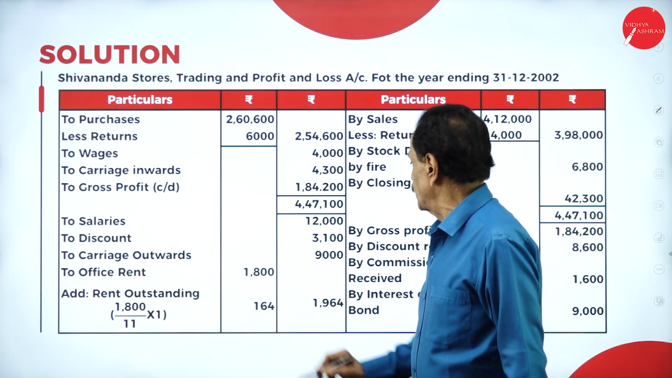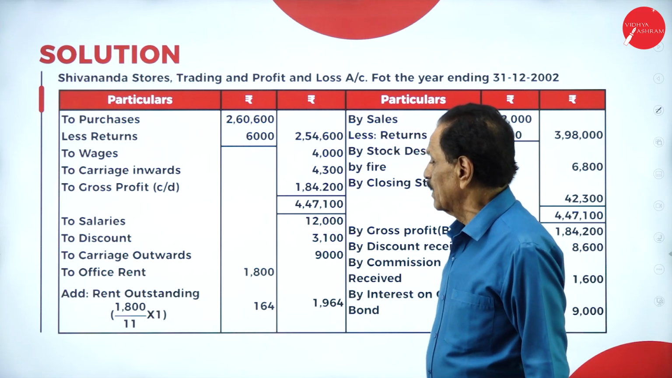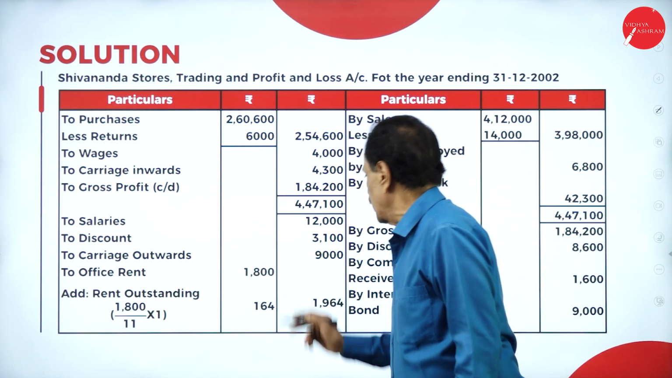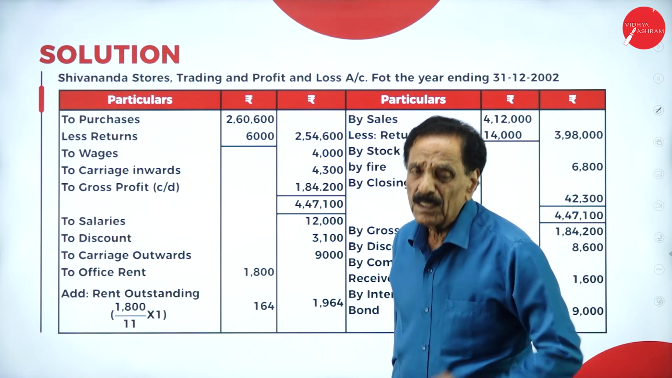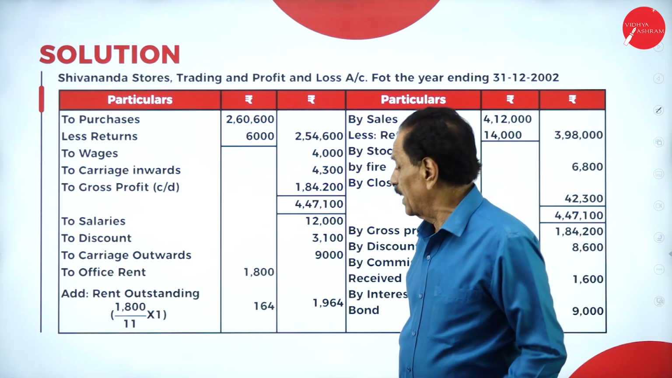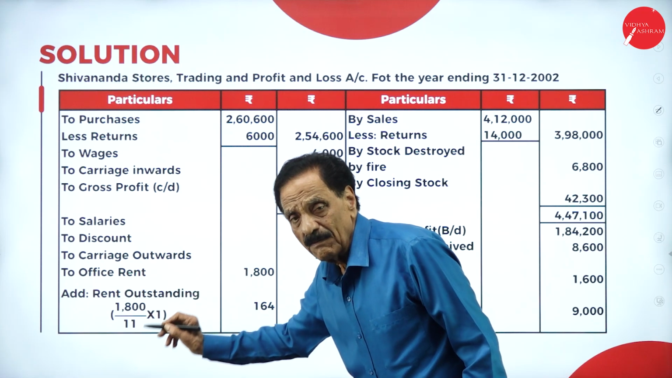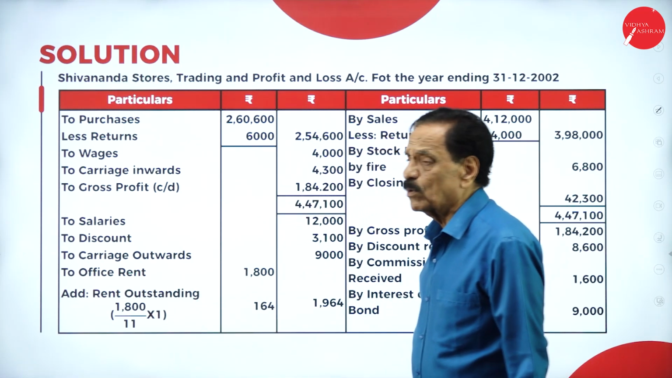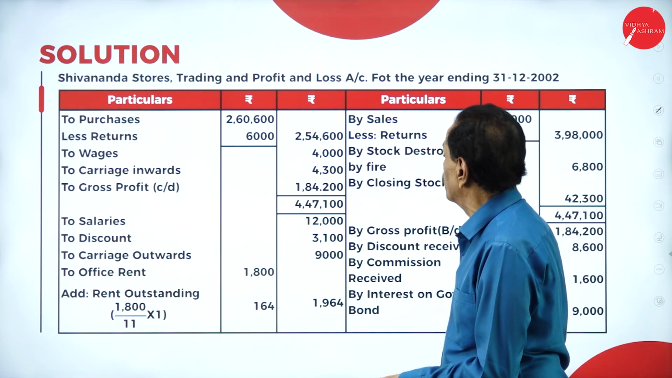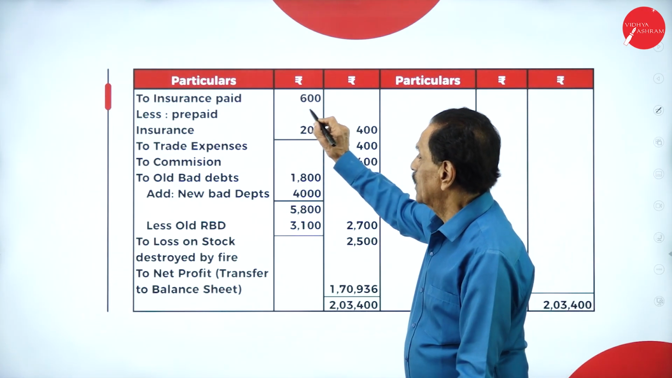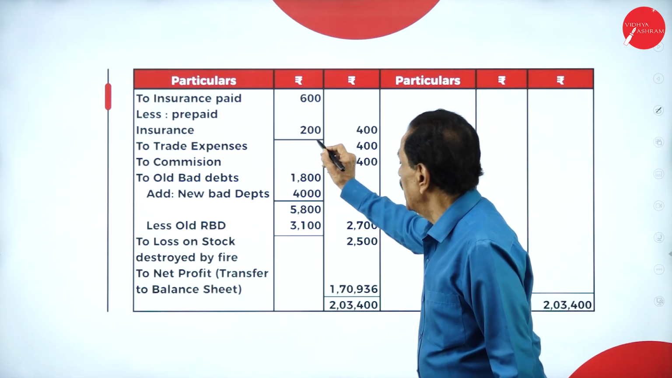Salaries paid 12,000. Discount 3,100. Carriage outward 9,000. Rent paid is 1,800 only for 11 months because one month is outstanding. 1,800 divided by 11 into 1 comes to 164. It becomes 1,964. Then insurance 600. How much prepaid? 200.